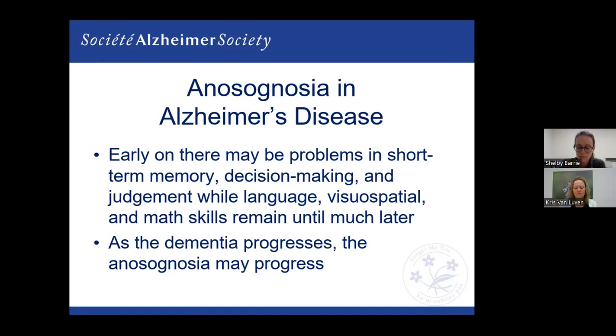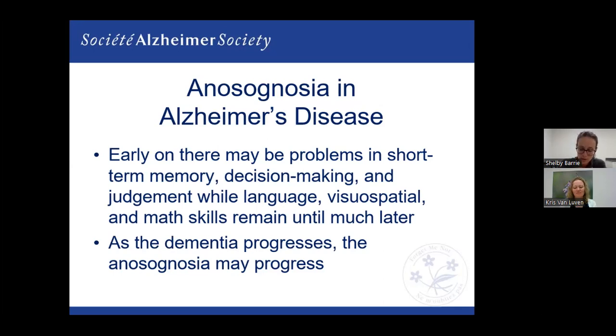In the early stages, there may be problems with short-term memory. So that's the memory of something that happened, say, 5 minutes ago, or what you had for dinner last night. There may be changes with decision-making and judgment as well. However, things like language skills, like speaking, visual-spatial skills, like knowing where your body is in space, and math skills, for example, may remain until later on in the disease process.